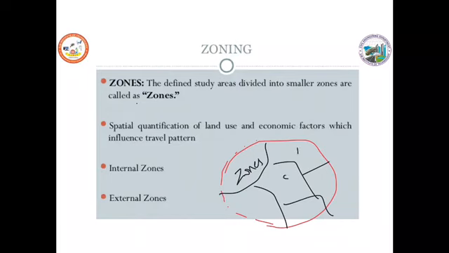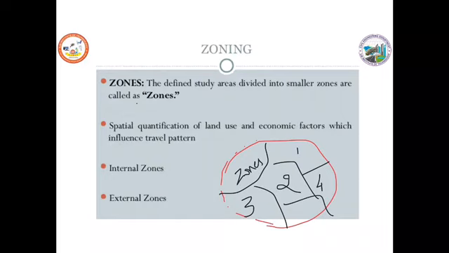All the area where we have commercial establishment is zone 2. All the areas where we have industrial establishment is zone 3, or where we have the educational institution is zone 4. So like that, when we divide the entire area into zones, we have to consider the land use and also the economic factors which are likely to influence the travel zones.